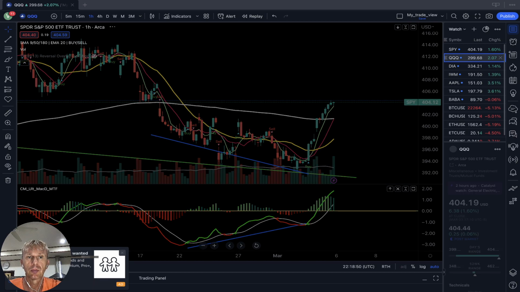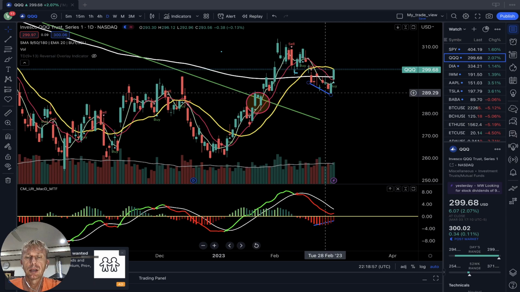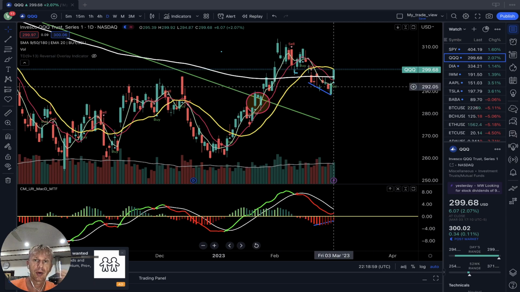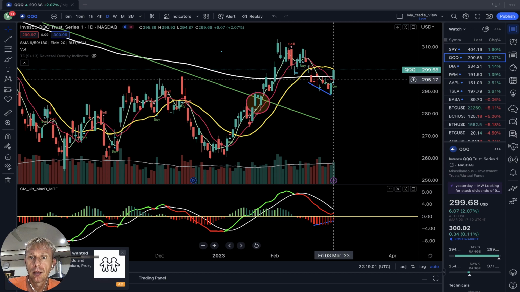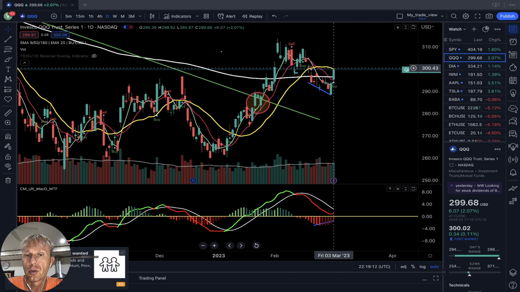Let's move to QQQ. QQQ daily, buy signal in the script. MA5 did a bullish crossover over 10. The last bar did a bullish crossover over 20, closing above 200, the white line, but untouched MA20.